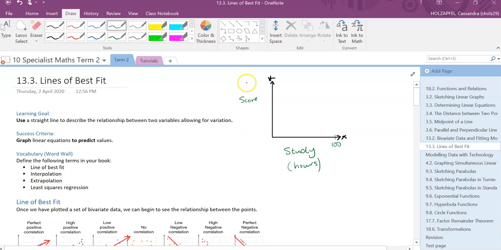So by putting this on the dependent axis, what I'm effectively saying is that your score is going to depend on the number of hours that you study. And again, let's just make this nice and simple. Let's say that this score is out of 100. So our top mark there is going to be 100.